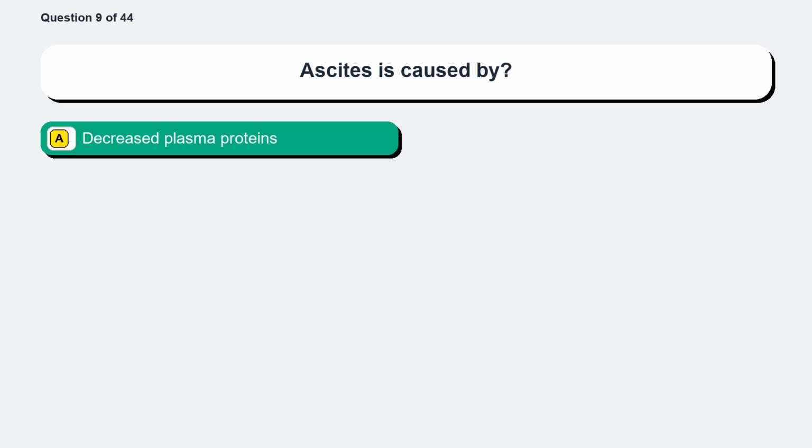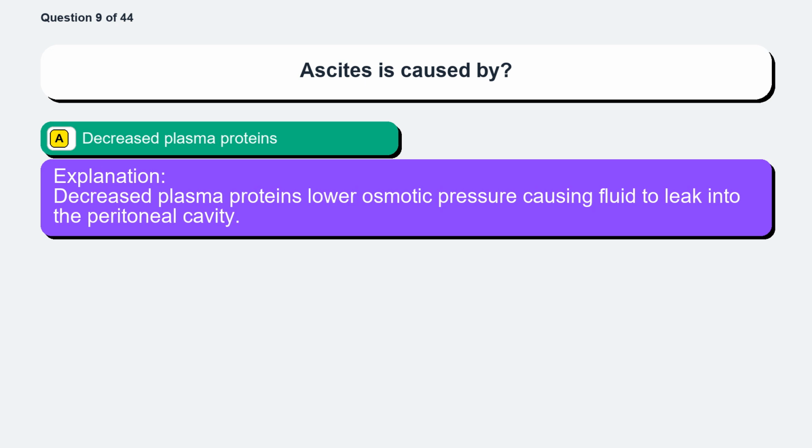The correct answer is option A, decreased plasma proteins. Decreased plasma proteins lower osmotic pressure, causing fluid to leak into the peritoneal cavity.